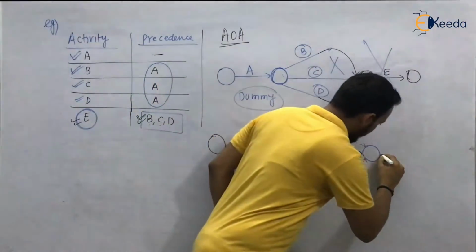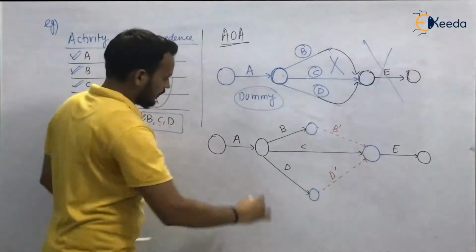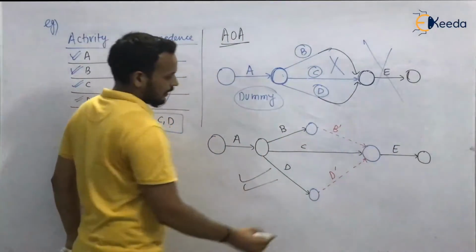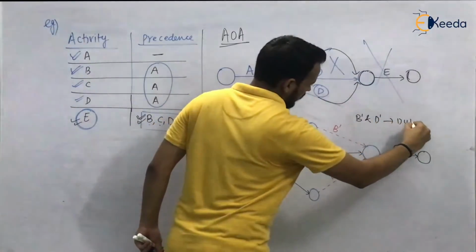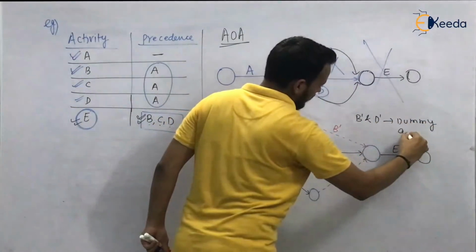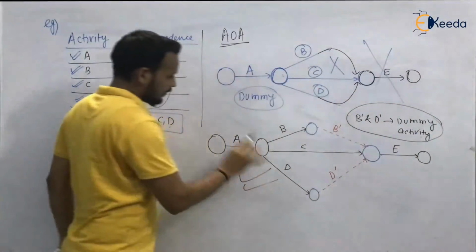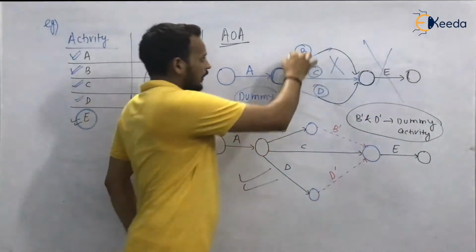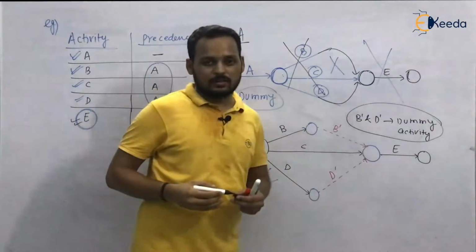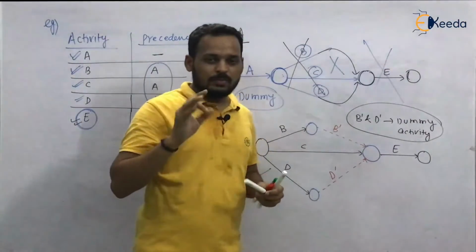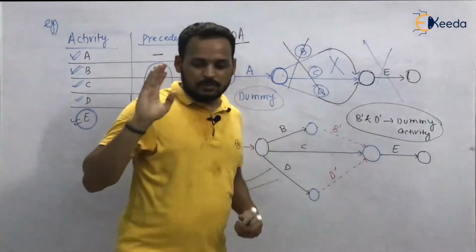And now draw activity E. This is correct. B dash and D dash are dummy activities. So this network diagram is correct. Whenever you are stuck in these types of problems, just go for the dummy activity. Basics will help you everywhere.